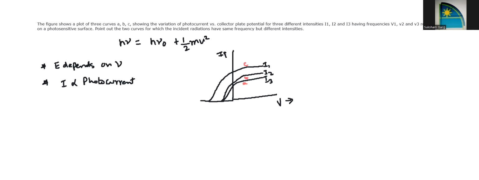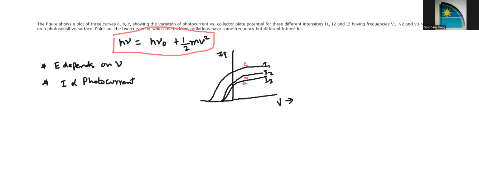Let's move on to the next variety of questions which are asked in dual nature of matter. So the next variety is basically called photoelectric effect. When a photon of light falls onto the metal surface, then electrons are ejected. This is the mathematical expression for the photoelectric effect.